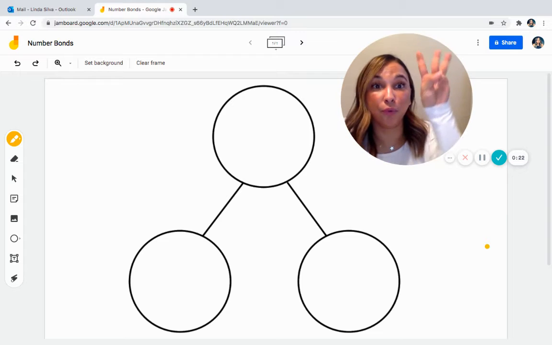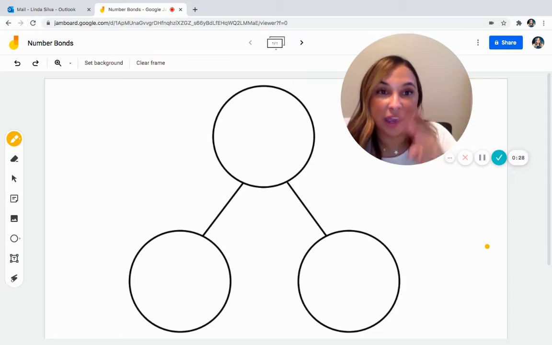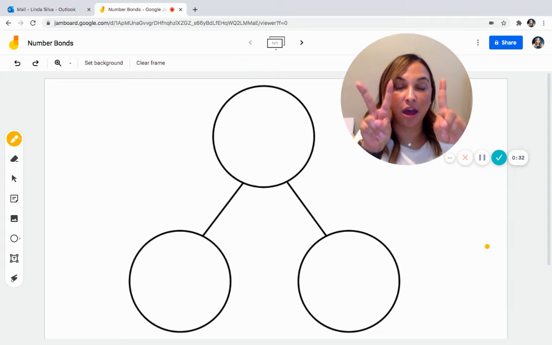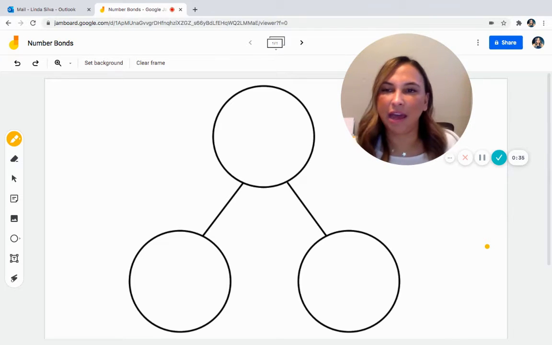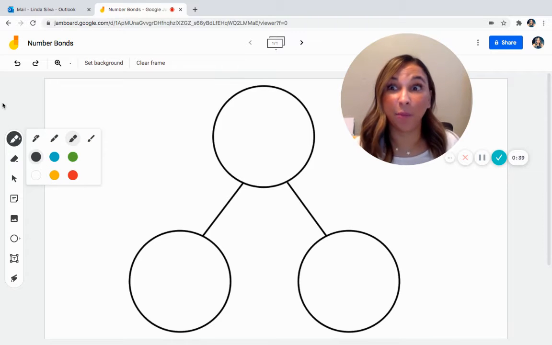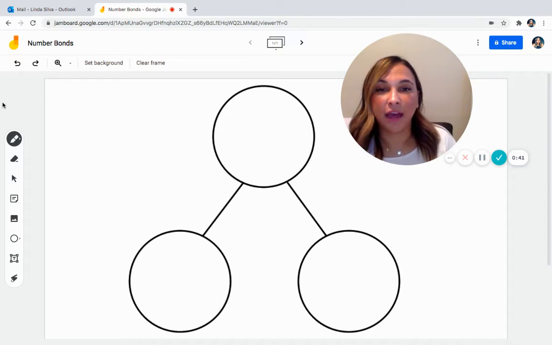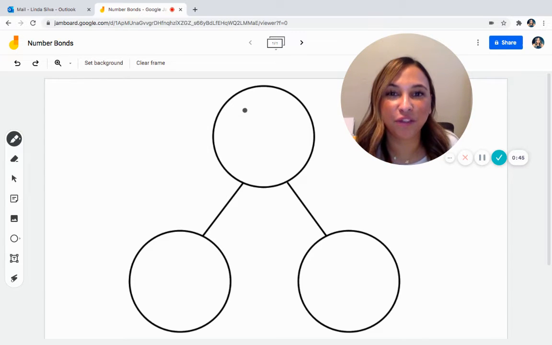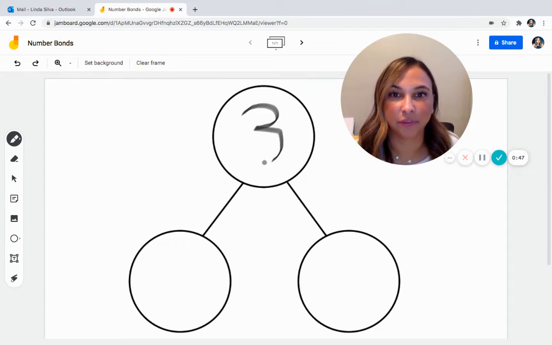You could put 3 fingers on one hand, but if you wanted to break it up into 2 hands, you could put 2 on one hand and 1 on another. Let's look at that in a number bond. So if we wanted to do a number bond with 3 as our whole or our total, we would put 3 at the top, okay?